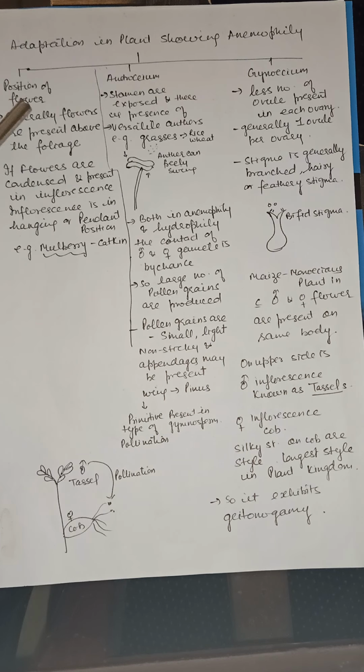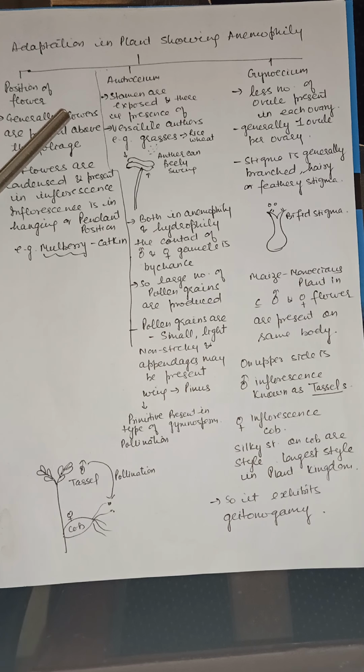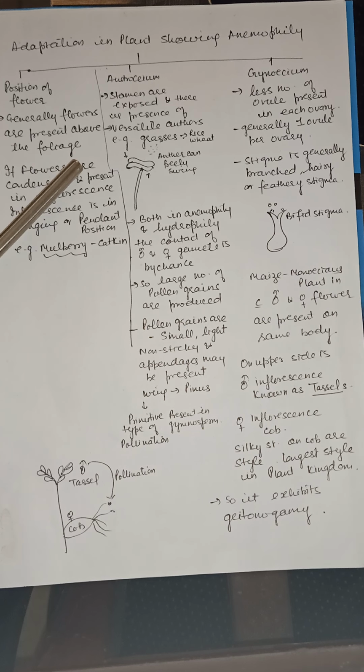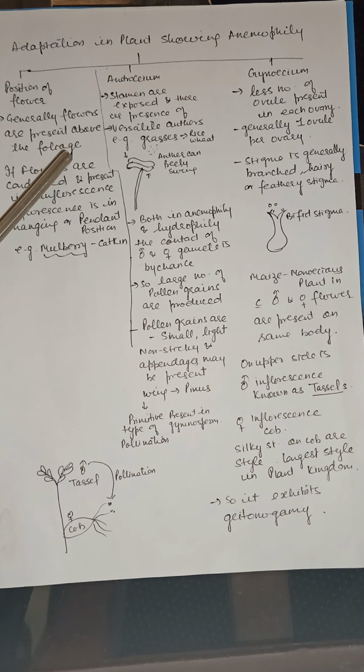Number 1, position of the flower. Children, in anemophilous flowers, generally these flowers are present above the foliage, that is, they are present above the leaves. Foliage means leaves present on the plant.